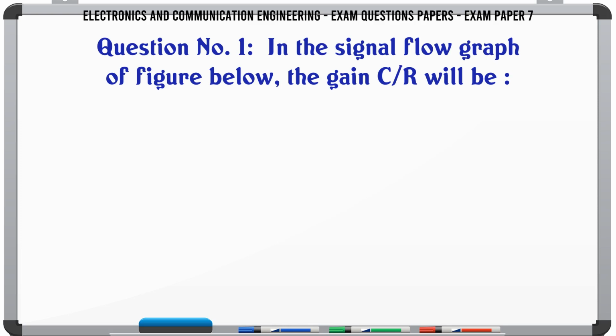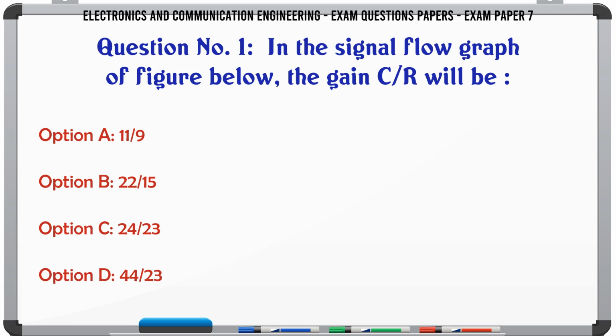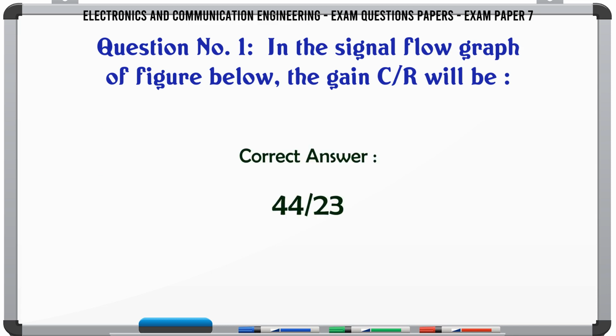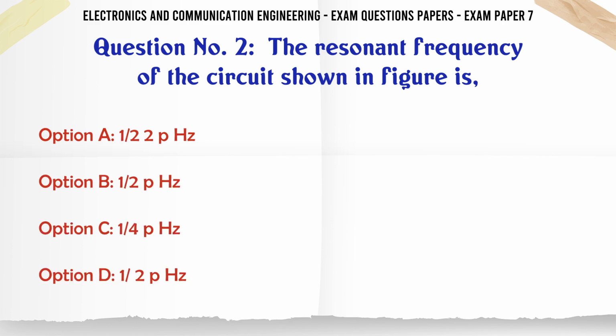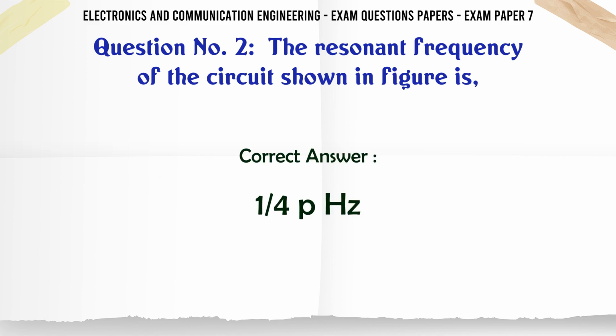In the signal flow graph of figure below, the gain C/R will be A 11.9, B 22.15, C 24.23, D 44.23. The correct answer is 44.23. The resonant frequency of the circuit shown in figure is A 122 pHz, B 12 pHz, C 14 pHz, D 12 pHz. The correct answer is 14 pHz.